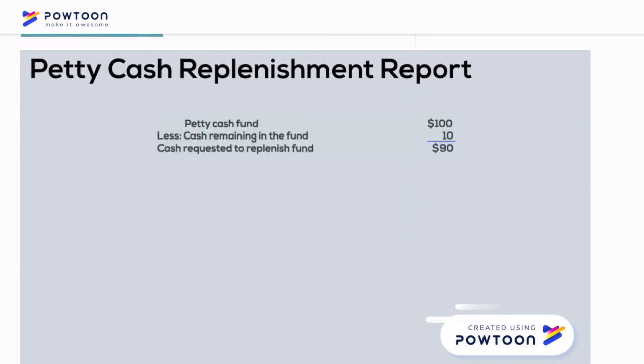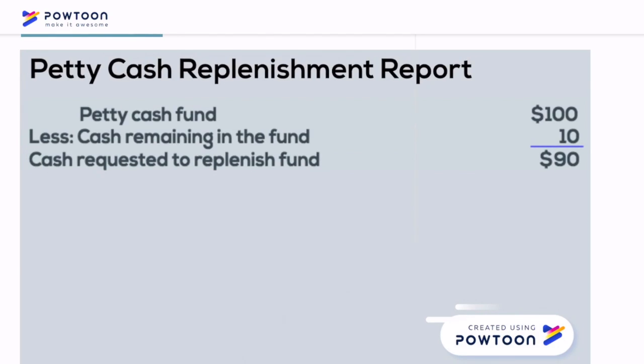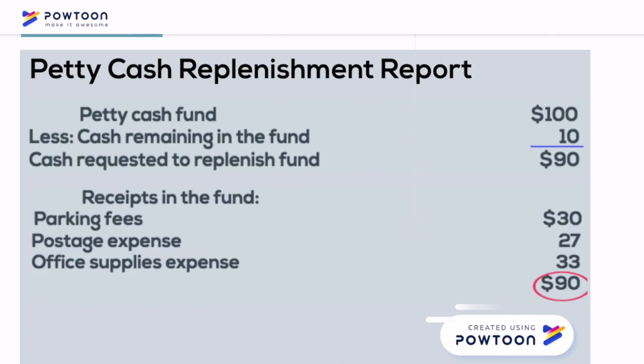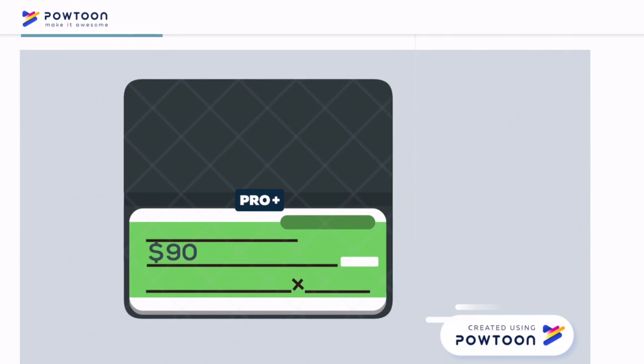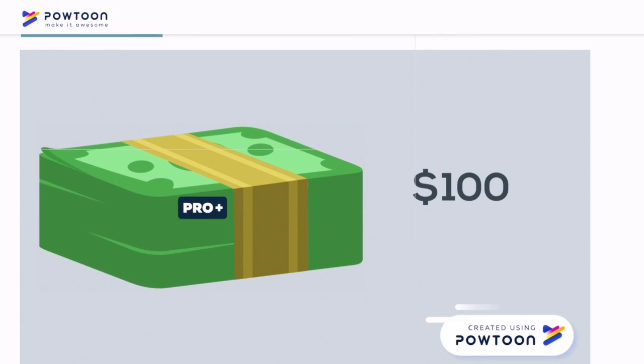For example, assume that our petty cash fund of $100 is currently at a balance of $10. After summarising expense vouchers, we have an expense total of $90. After the receipts and vouchers have been approved, a check is recorded at $90, which restores the petty cash fund back to its original amount of $100.